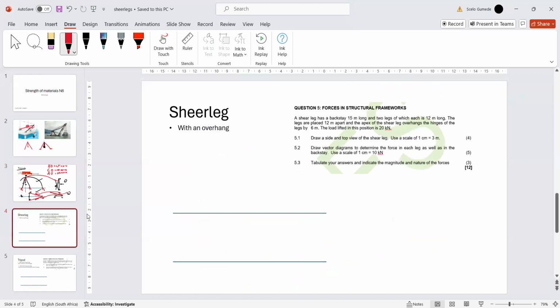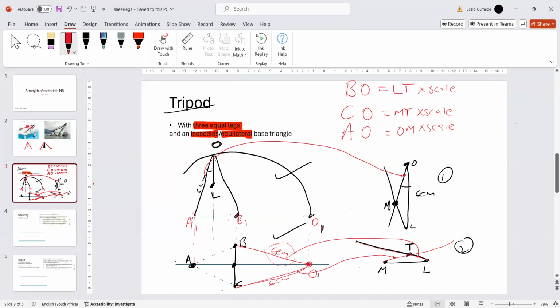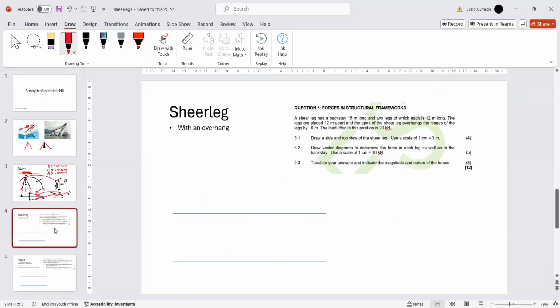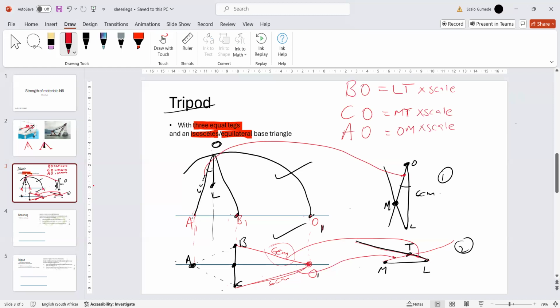All right, let's go to the one with a shear leg now. Now, this one here, let me see, this one doesn't have a shear leg. This one has got an overhang. This one can have a shear leg. Now, to draw these vectors, we're going to use the same method of parallel. But this one will differ. The shear leg one will differ in this form. Let me make something here.